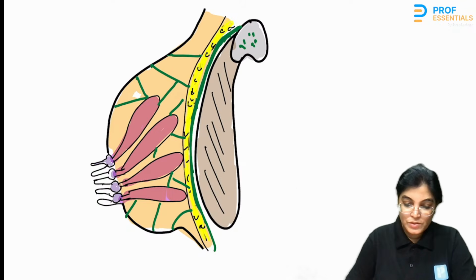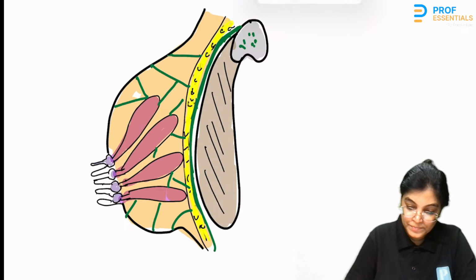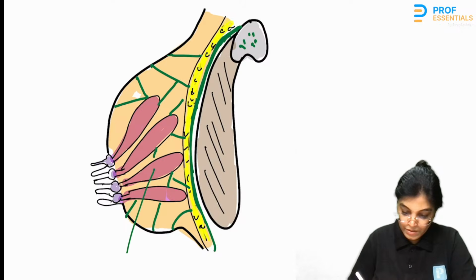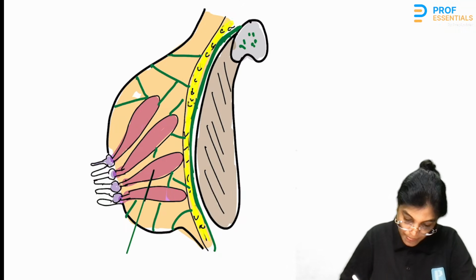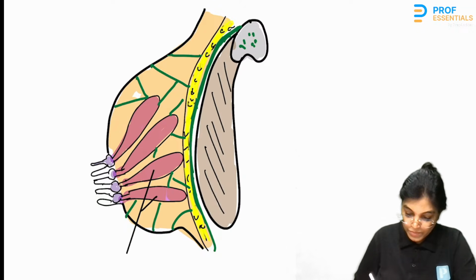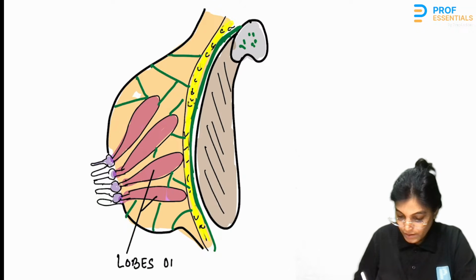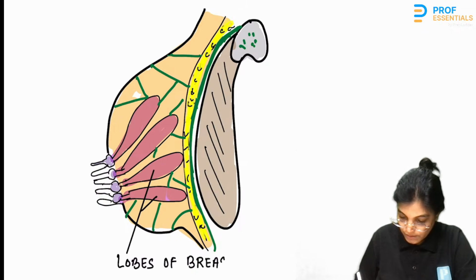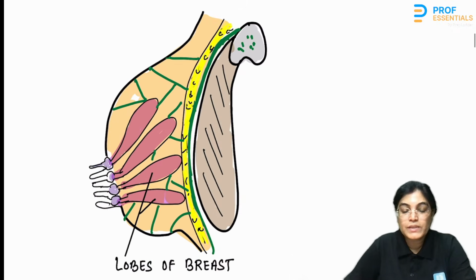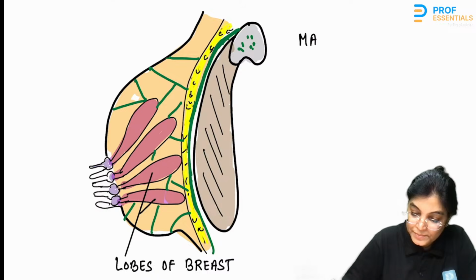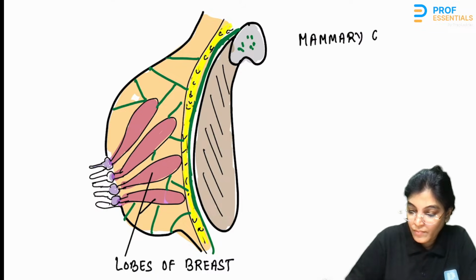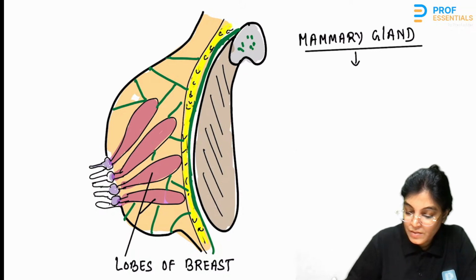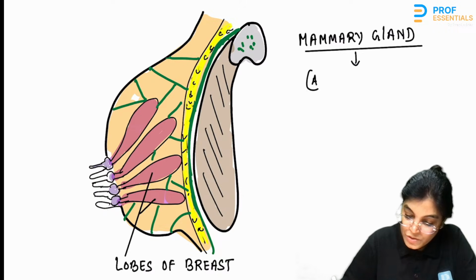Okay. So now let's do the labeling part. So these are all, let me use black color, these are all lobes of breast. If you want to label, you can write down this image as mammary gland image. This is a mammary gland image which is showing the stroma and the parenchyma.